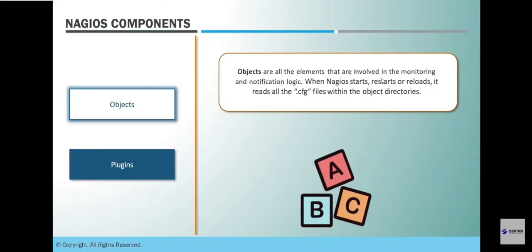When Nagios restarts or reloads, it reads all the .cfg files. Remember the nagios.cfg file that we edited? Inside this, whatever files you have entered, including nagios.cfg, all are read, and these objects are added to the monitoring configuration. So it reads all the .cfg files within the object directories.